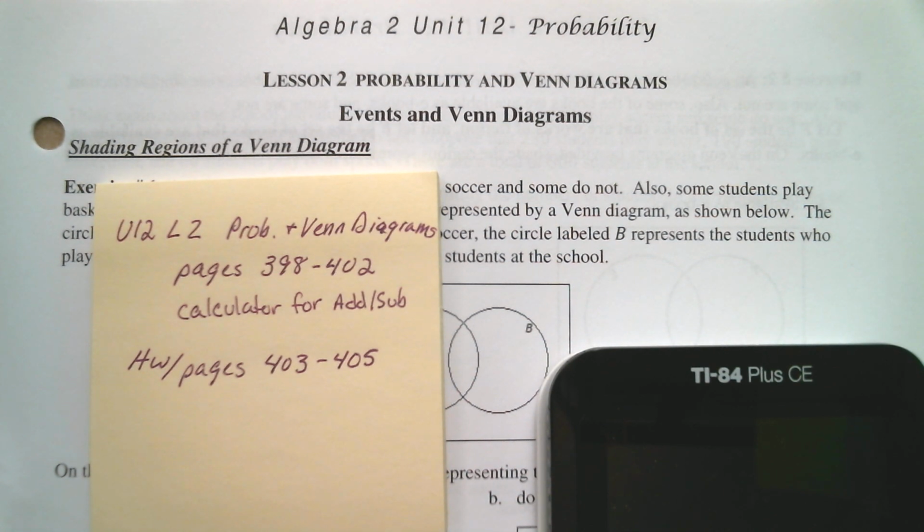Today we are on page 398, Unit 12, Lesson 2, Probability and Venn Diagrams. We'll be covering pages 398 to 402. Yes, I realize that is 5 pages, but please stay with me for the whole video. The only thing you need is something to write with, preferably a pencil, and a calculator just for adding and subtracting. And your homework pages are page 403 to 405.